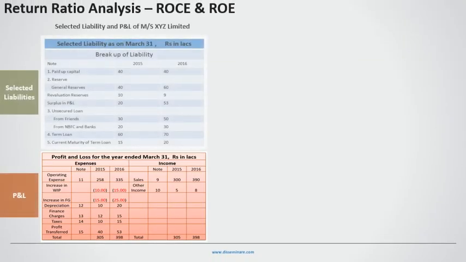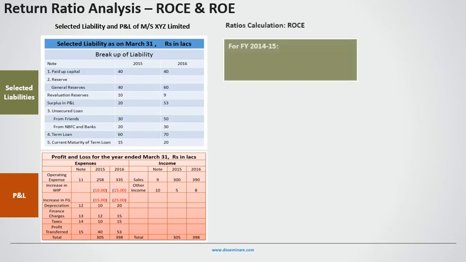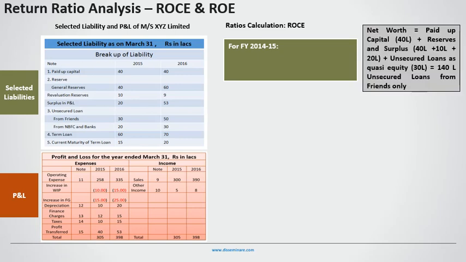Let us look at the calculation of ROCE from the balance sheet and the P&L statements of a borrower as on March 2015 and March 2016. The capital employed, CE, is net worth plus long-term debt. In this example, net worth equals paid up capital, 40 lakhs, plus reserves and surplus, 40 lakhs plus 10 lakhs plus 20 lakhs, plus unsecured loans as quasi-equity, 30 lakhs, equals rupees 140 lakhs. Quasi-equity is unsecured loans from friends only.